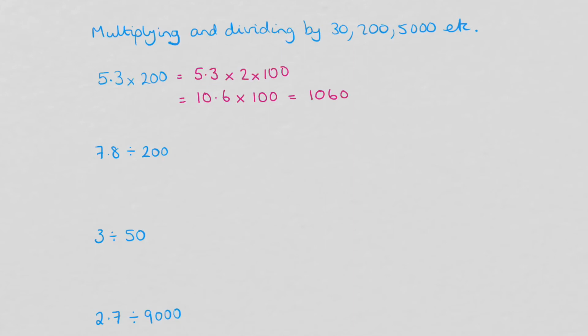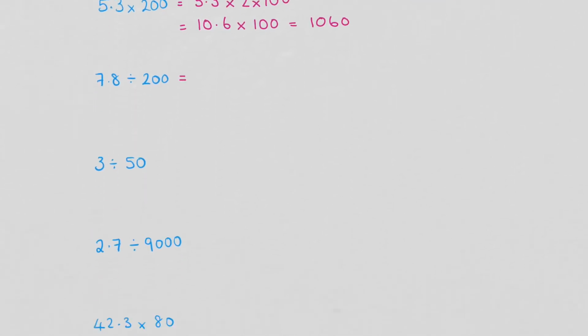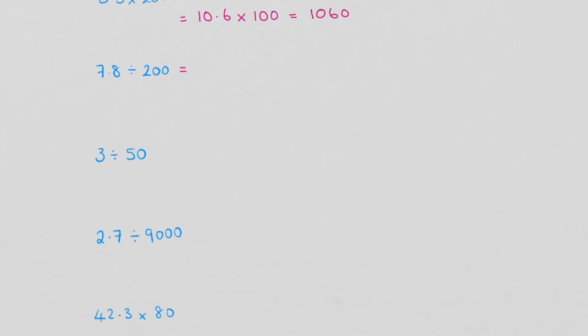Okay, next one. 7.8 divided by 200 is the same as 7.8. Now, if you're dividing by 200, you're dividing by 2 and you're dividing by 100. Don't be tricked into thinking that because 200 is 2 times 100 that you're doing divide by 2 and times by 100. That's not the case, because we need to divide by 200. Okay, so 7.8 divided by 2, we can just do a quick thing at the side there if you're not able to do that in your head.